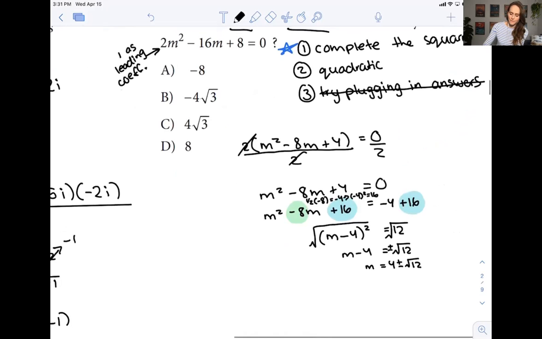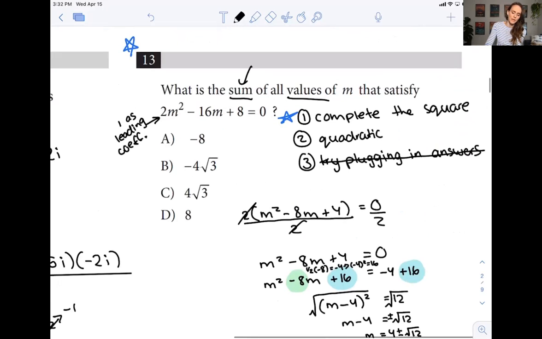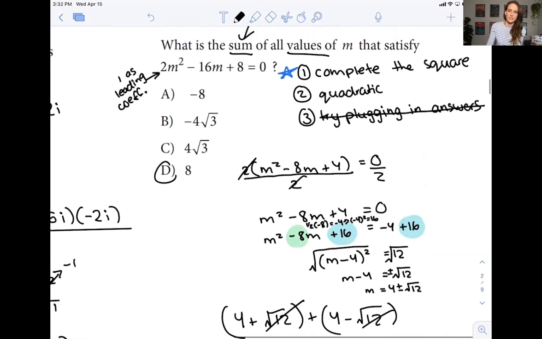So we're going to take 4 plus the square root of 12 and add that to 4 minus the square root of 12, because that's each of our solutions. And when they say sum, they're saying add. Here my square roots of 12 cancel. So I basically just have 4 plus 4, which equals 8. And D will be our right answer choice there.